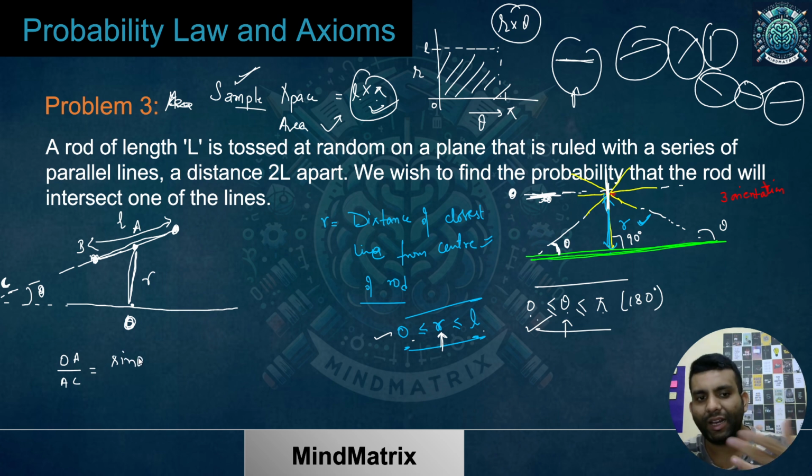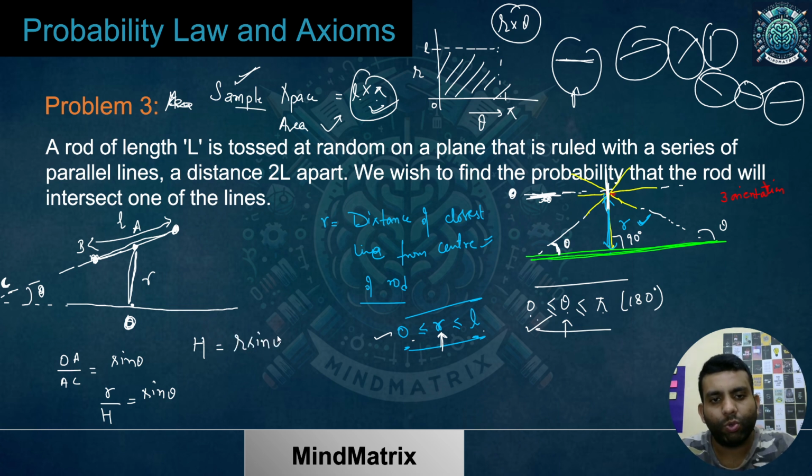I'll tell you why we are doing this, because we have to find a relation between R and L. In terms of L, can I tell what must be the distance R? Because then only I'll be able to tell whether there will be intersection or not. So OA upon AC is sine theta. OA is my R, and AC is my hypotenuse, equals sine theta. So the hypotenuse becomes R by sine theta.